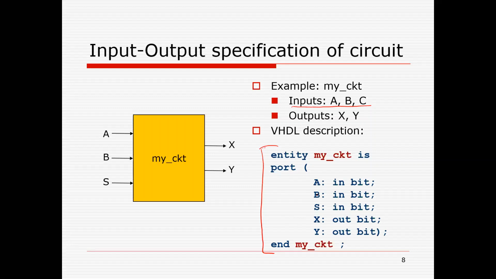Now see A, B, and S followed by a colon. This is syntax. In is a keyword, which is the mode of this port, and bit is the type of the data which it can take. So bit would mean it can take either bit 0 or bit 1. Okay. And the same for X, Y, which are outputs. So you can see that the mode has changed and the type of the data is the same. And then you say end my circuit. You can also write end entity my circuit. So we need to follow syntax as we do in C language, but you can code.